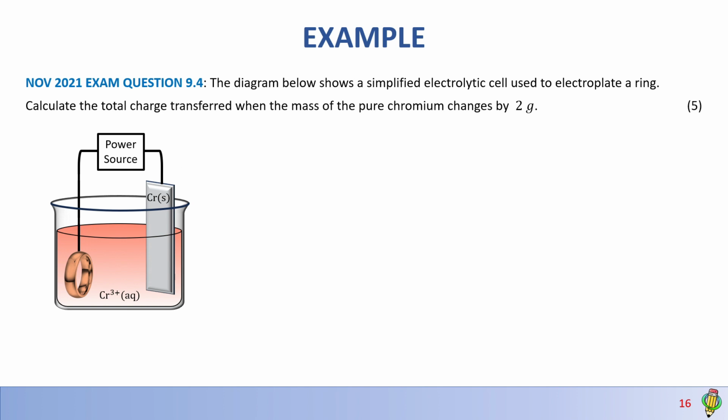Because this is electroplating, which immediately tells us that chromium solid is going to be dropped into solution to become Cr3+ ions. We know that the ring will have to pick up Cr3+ ions to be reduced to chromium solid, so that it can have a thin coating of the chromium metal. Let's now look at an animation of what happens when we let the cell run.